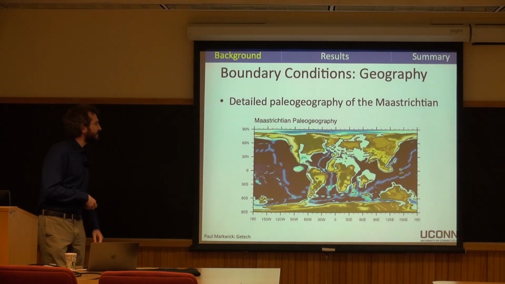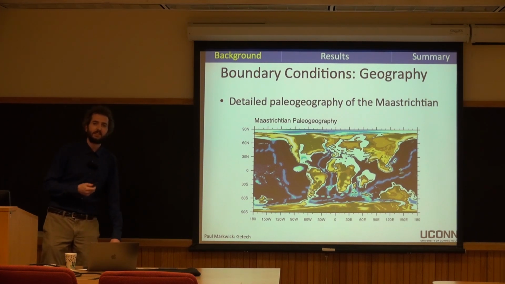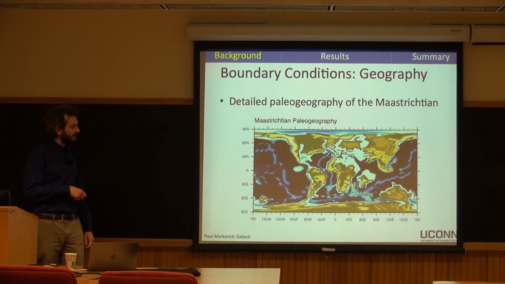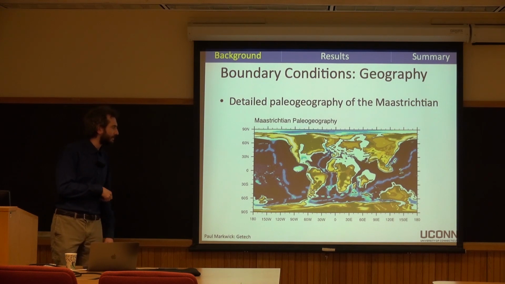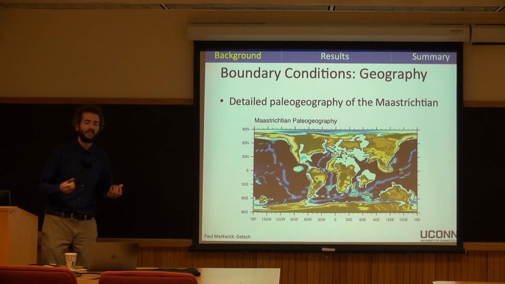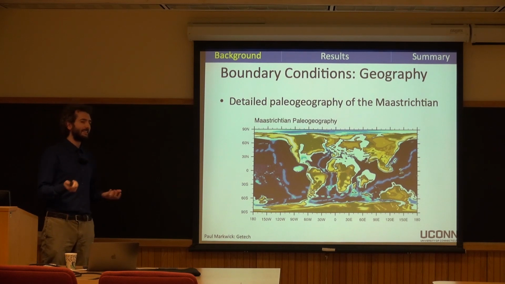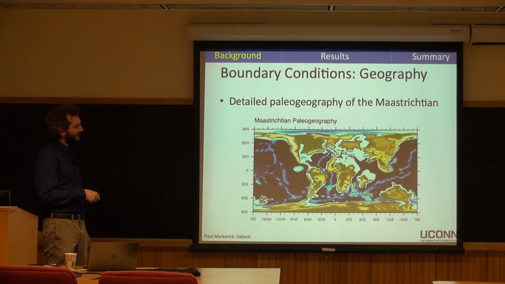So in this case, we're using Maastrichtian boundary conditions. This is representative of about 66 million years ago. This is a detailed reconstruction of topography and bathymetry from the time period, and it's obviously quite different than present day. So even though tectonics really move around at about the growth of your fingernail per year, over 66 million years, that's quite a long period of time.